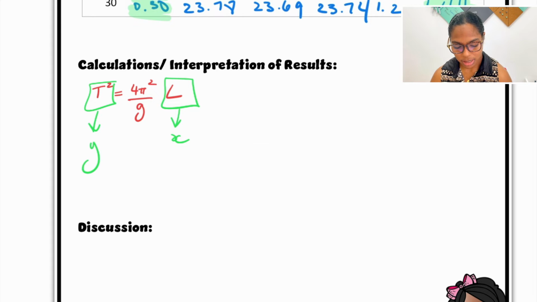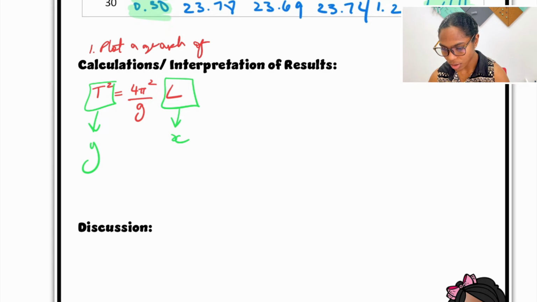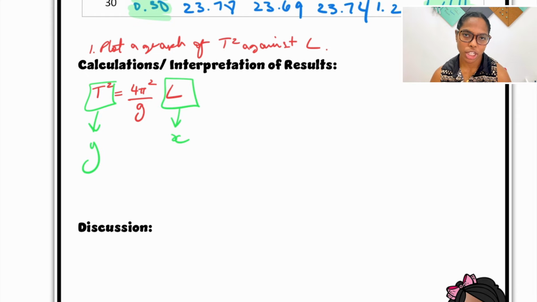Because they'll ask us to plot a graph, so let me write that in a different color. They would usually say in our calculation section, plot a graph of, sometimes it may be like T squared against L. It's usually T squared against L, because L is the one that we're changing, what we are manipulating, which we call the manipulated variable, and it is usually on the x-axis. So then we could see how the y changes as we change x. So they'll tell us to plot a graph of T squared against L. And that essentially means that T squared is y and L is x.